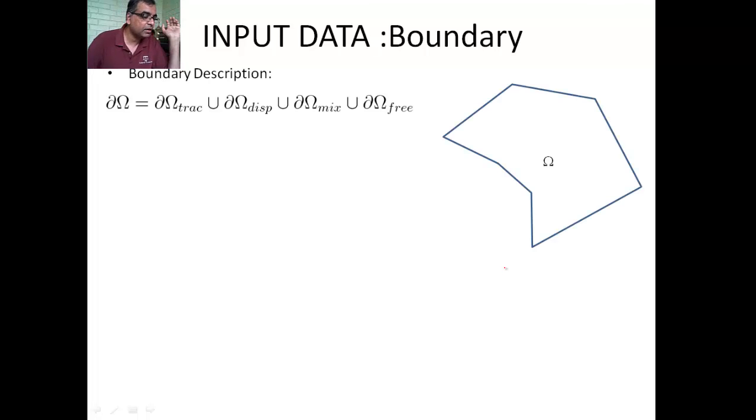So the boundary description starts out: there is my body, and the boundary is divided into 4 pieces. The traction boundary condition, called partial omega traction, is where I specify non-zero forces per unit area on that surface. Displacement boundary condition, where I specify a displacement. Mixed boundary conditions, where I specify normal displacement and sideways traction. This is actually a friction boundary condition. And the last one is free, which is my default. That is, if I don't specify anything, that means traction is 0 on that surface.